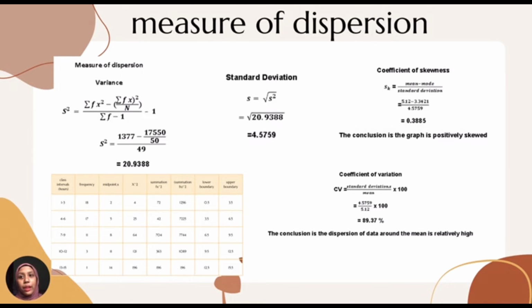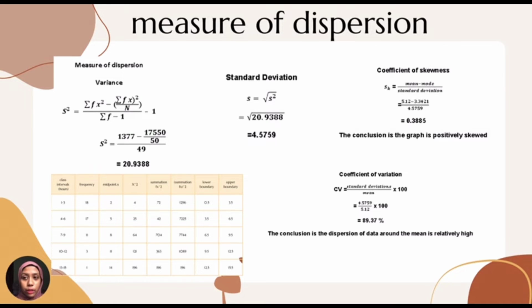So the answer is 4.5759. And for coefficient of skewness, the formula is mean minus mode over standard deviation, and the answer is 0.3885. So if the answer is positive, the conclusion is the graph is positively skewed, and if the answer is negative, then the graph is negatively skewed.